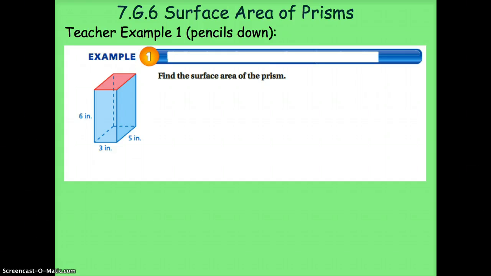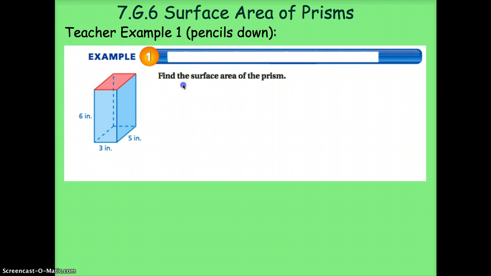Find the surface area of a prism. We have a standard prism here. Notice they've colored red what they want you to use as the base. And as we know, a prism has to have two bases, so the side that's parallel and congruent is also going to be another base.